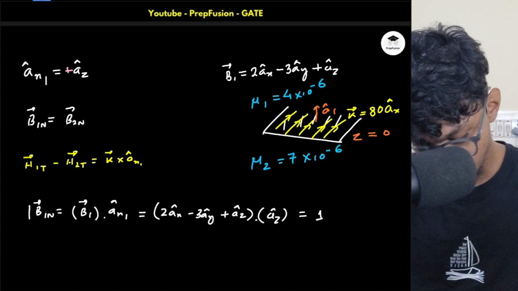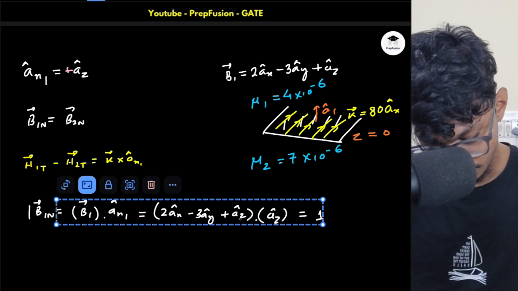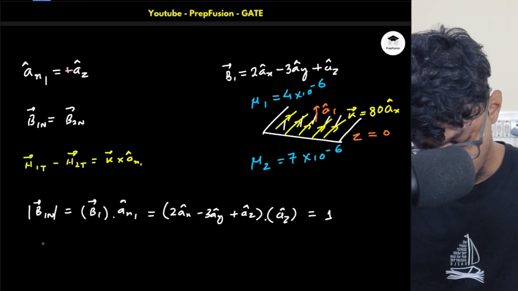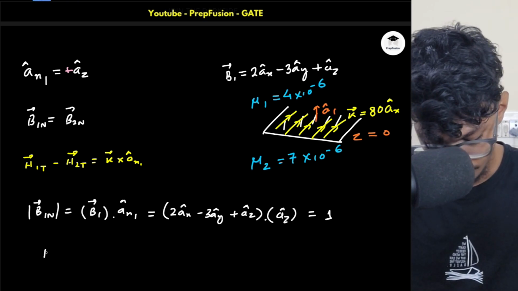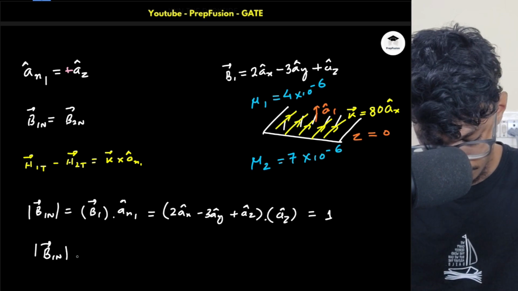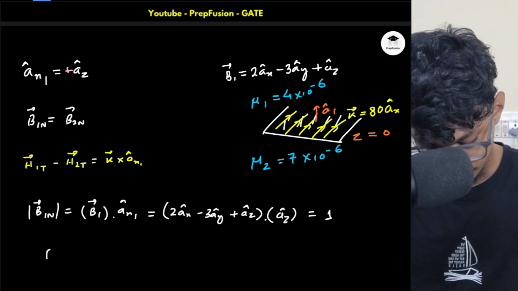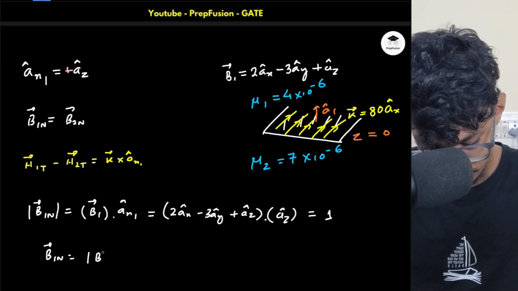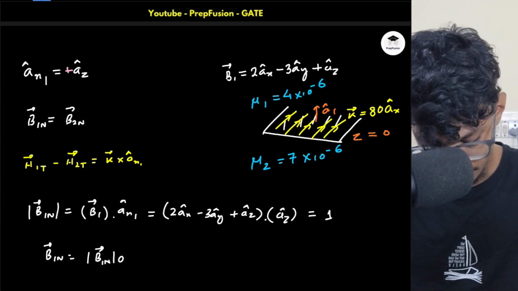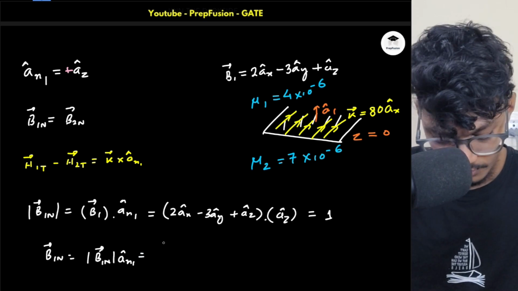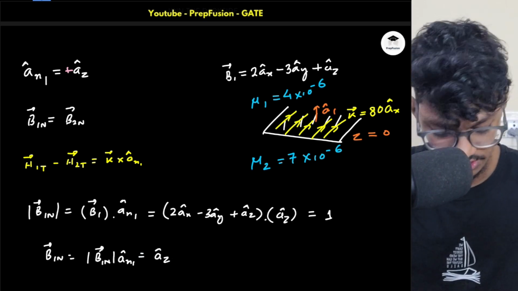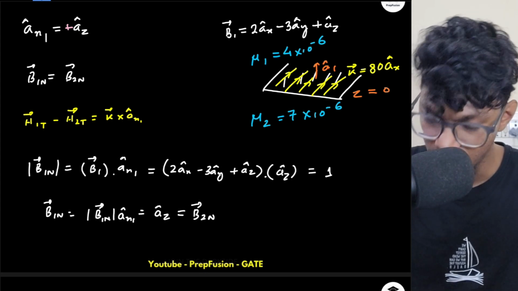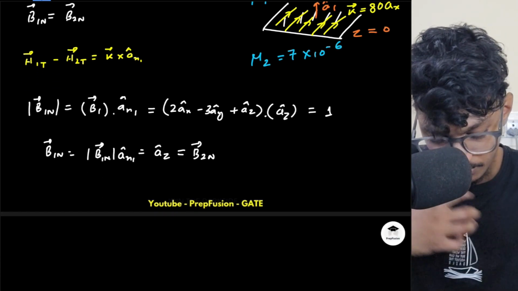Only the az component contributes, and that is 1. This is the magnitude of the normal component. What about the actual vector? It will be the magnitude of B1n times the normal direction, so this will be simply equal to az cap. And this will be equal to my B2n as well. So B1n and B2n are the same. One component has been found. What about the other component?